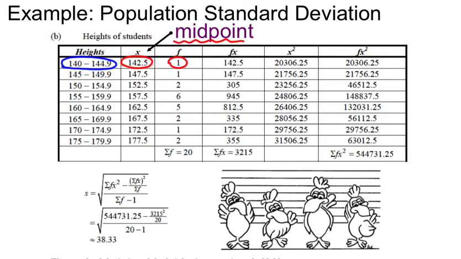Then the next group data is 145 to 149.9. And we average it, we take the midpoint, and there's one student that went into that category. Then we say 150 to 154.9 inches, and we get 152.5 is the midpoint, and there were two students that fell in that category. And then 155 to 159.9, we took the midpoint. Remember, midpoint is add the two numbers and divide by 2, and we got 6 students. Okay, so we will continue with that chart all the way through.